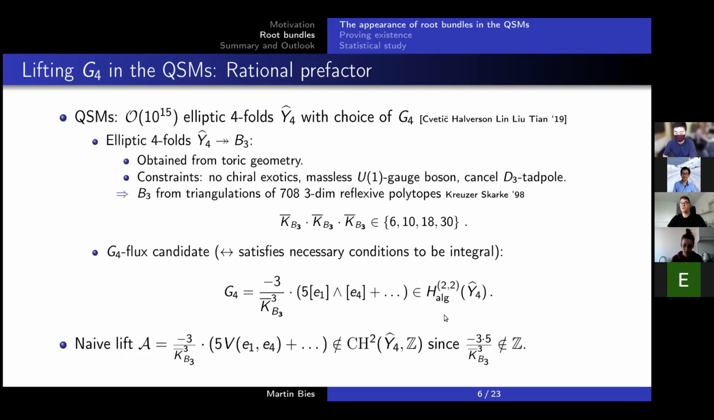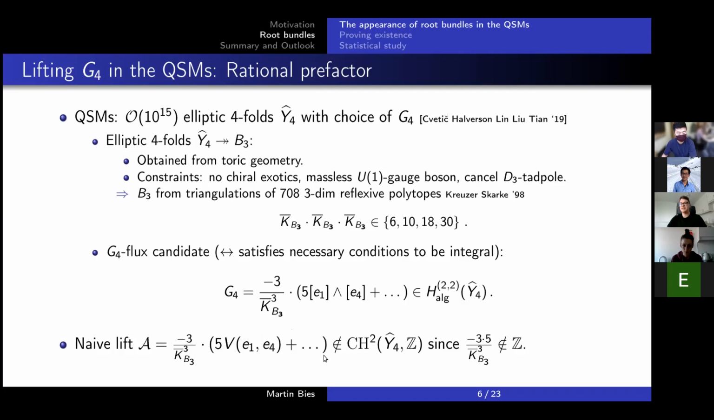And I could try to write down something very naive by saying, well, let me take this 3 factor minus 3 over k bar cubed times 5. And instead of having this one form E1 and this one form E4, I'll use the corresponding algebraic cycles, which in the case at hand turns out I'm looking for the vanishing of E1 and E4.